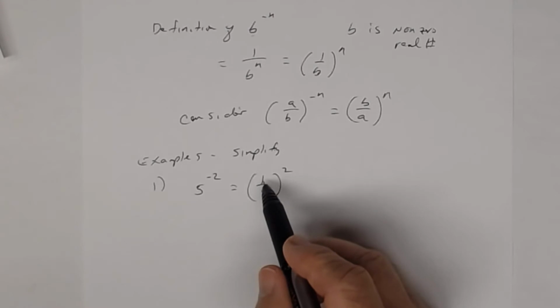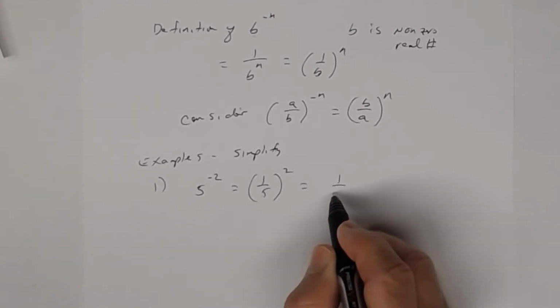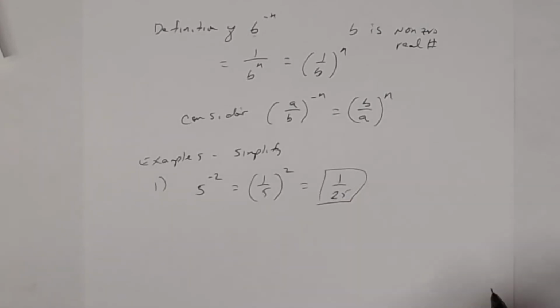And then I just simplify this. 1 to the second power is 1. 1 squared is 1. 5 squared is 25. And that's it. Okay, that's all you do. There's your answer. It is not a difficult concept, right? It's fairly simple. So let's look at this one.